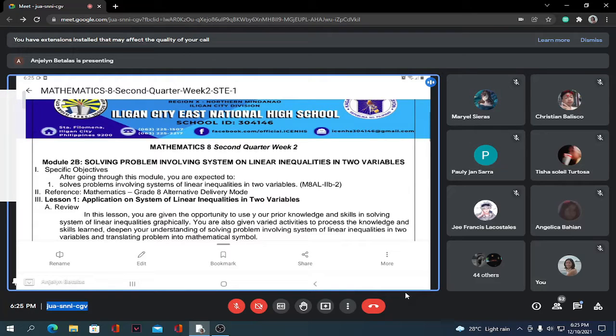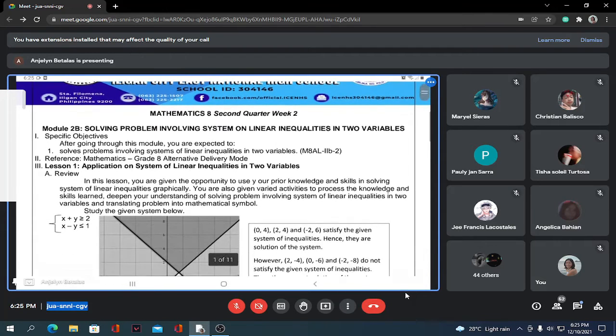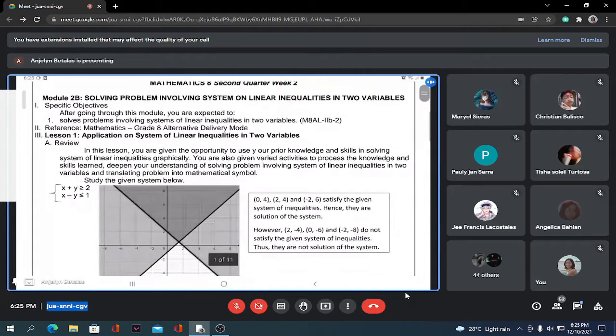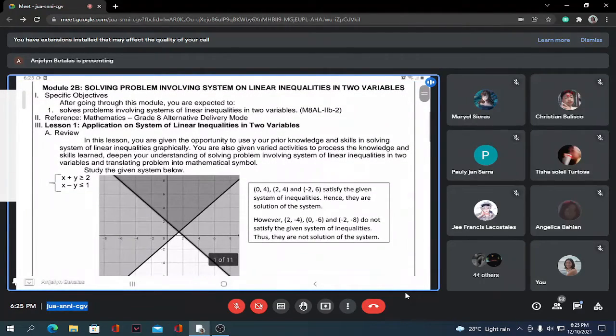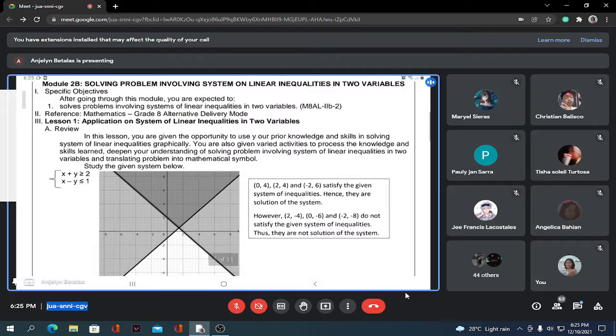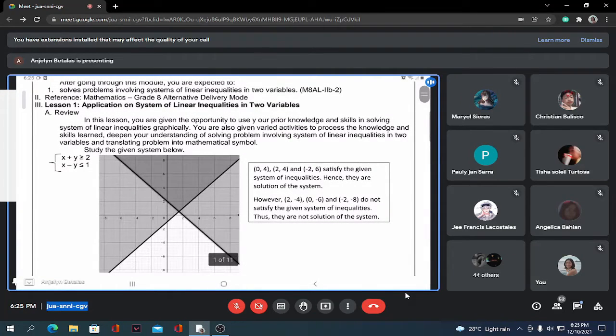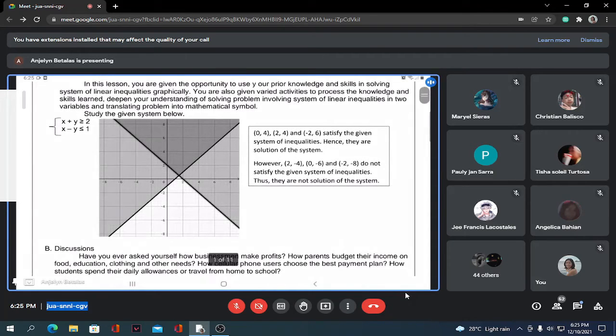Okay, so let's now go on to solving problems involving systems of linear inequalities in two variables. We had already discussed linear inequalities in two variables, specifically the system, which is a set of two or more linear inequalities in two variables. Last time I asked you, when can you say that an ordered pair or a point is a solution to the given system?